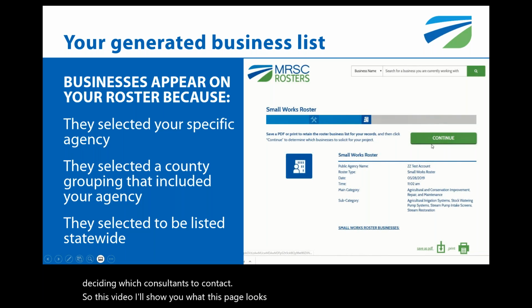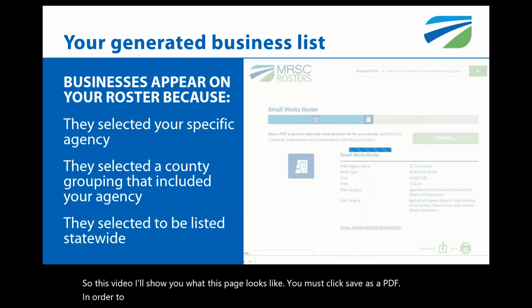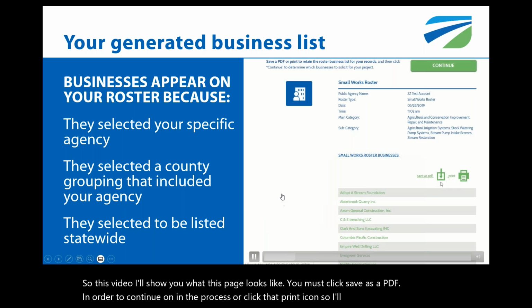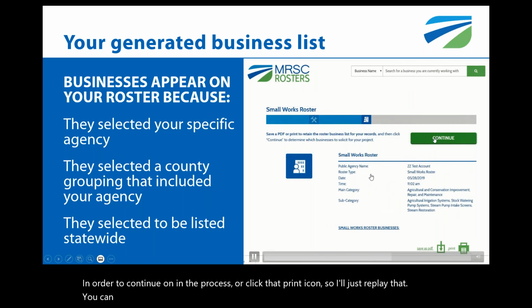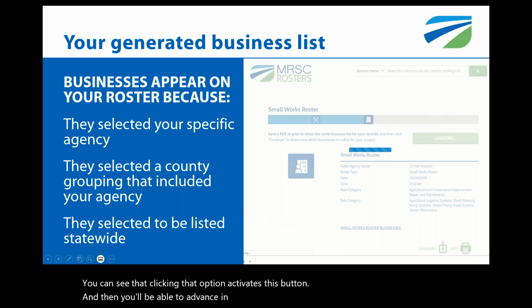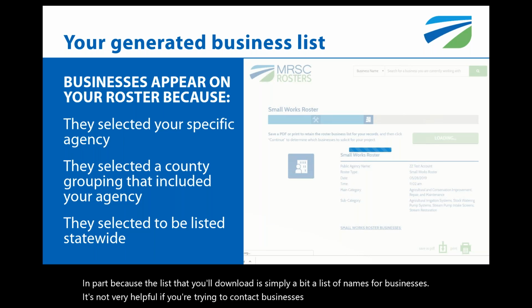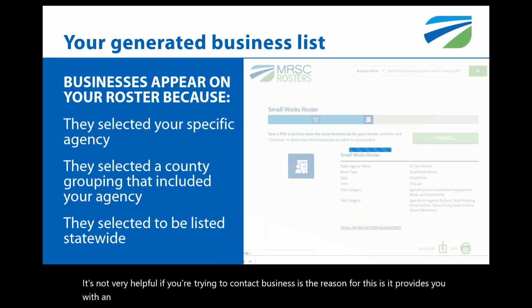You must click Save as a PDF in order to continue on in the process, or click that print icon. So I'll just replay that. You can see that clicking that option activates this button, and then you'll be able to advance in the process. You don't want to stop on this page, in part because the list that you'll download is simply a list of names for businesses. It's not very helpful if you're trying to contact businesses. The reason for this is it provides you with an initial record, and that is a record that you need to retain.